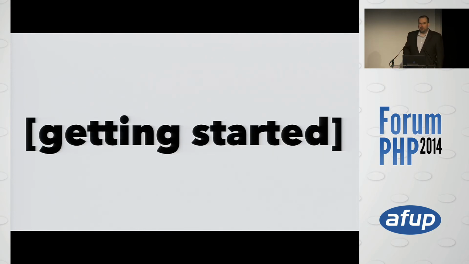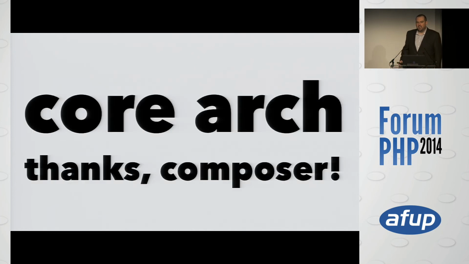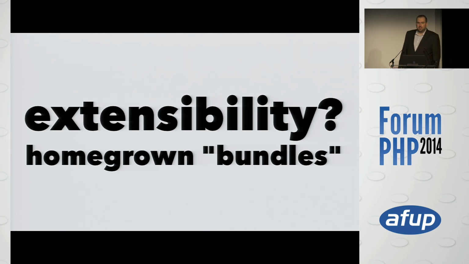And this is where things really started getting a little interesting. I had to pick a core architecture, and as I mentioned already, I sort of landed on the idea of using Composer as a base because I really liked how Composer worked. I wanted to find a way to do extensibility, so I built a homegrown idea for bundles, loosely based around what Symfony was doing, except I wasn't using Symfony itself.